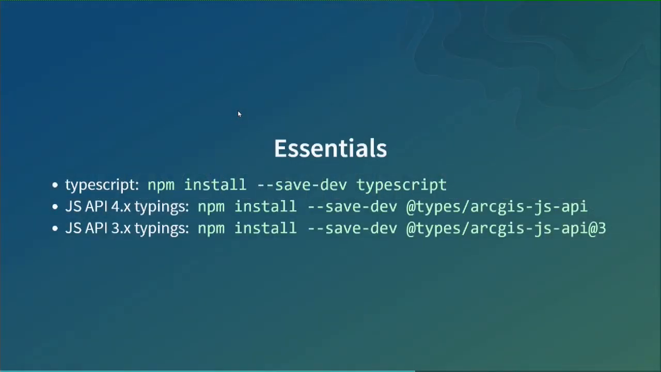So first, let's talk about some of the things we're going to need for this. The bare essentials really are, for one, of course, you have to install TypeScript. And assuming your project's already set up with npm, this is really easy to do. You just do npm install --save-dev typescript. And then depending on whether you're using the 4x or the 3x API, we have @types definitions available. So we have typings available for either version of the API. And same thing here, you can just install with npm install --save-dev @types/ whichever version of the JS API you're going to use.